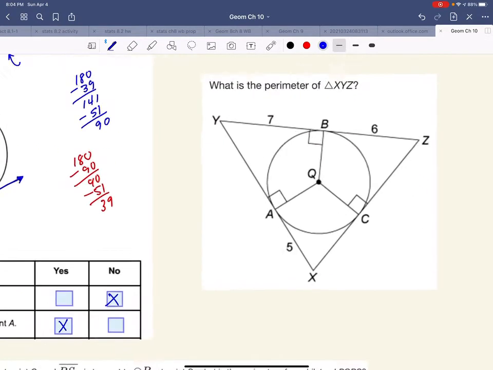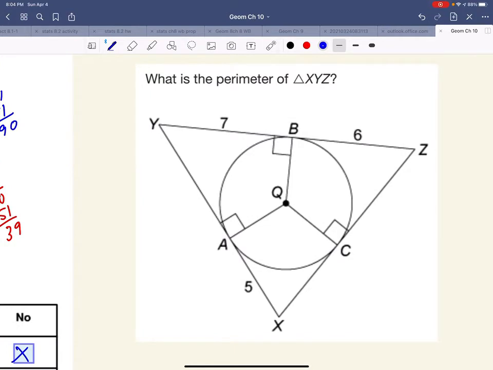All right, question number 2. What is the perimeter? So these are tangents, and we said that if two lines are tangent from the same point, so point Z creates two tangent lines, then if this is 6, this would also be 6. If this was 5, that would be 5. And this last one was 7 here, so this would be 7.